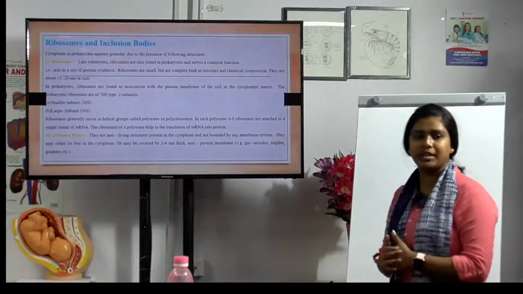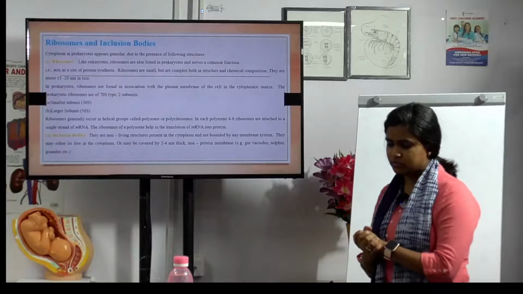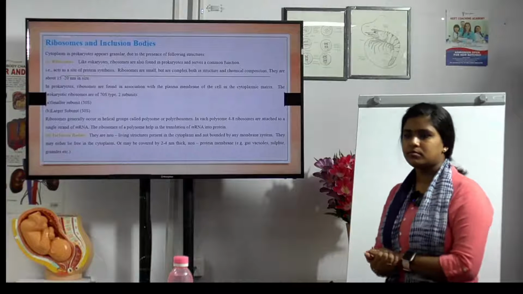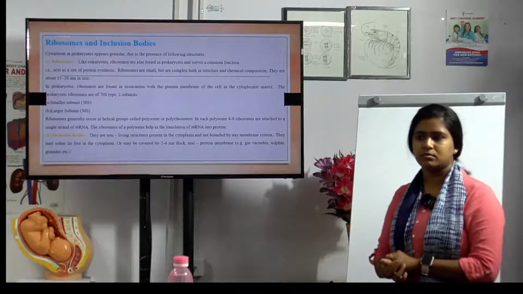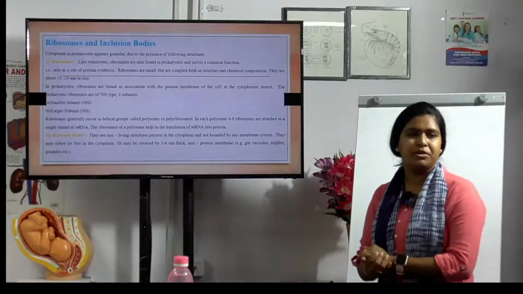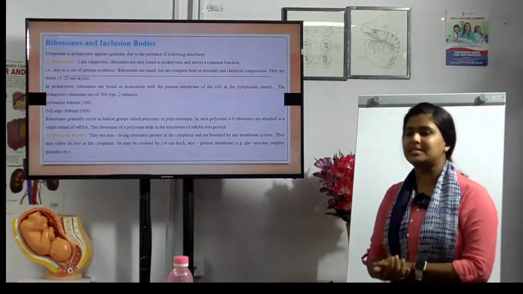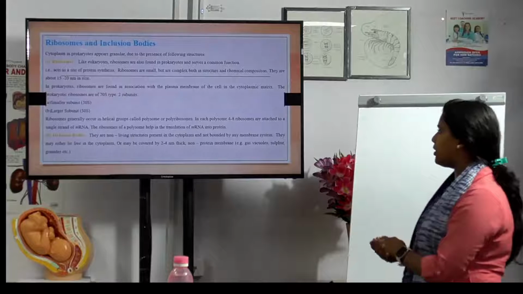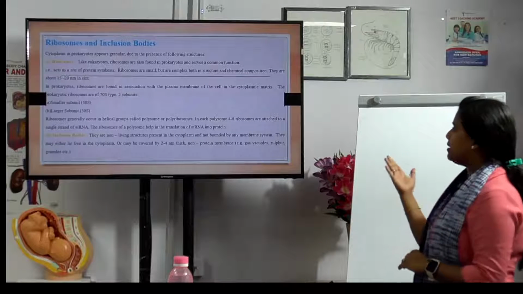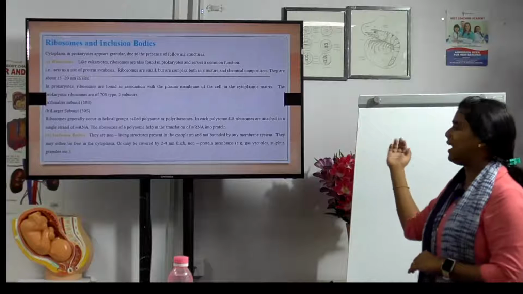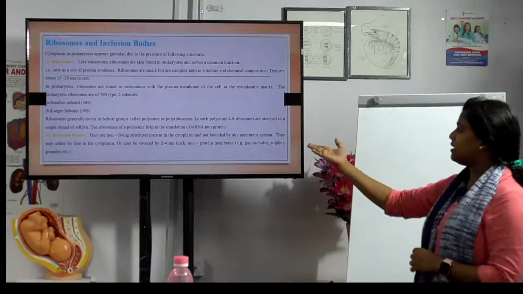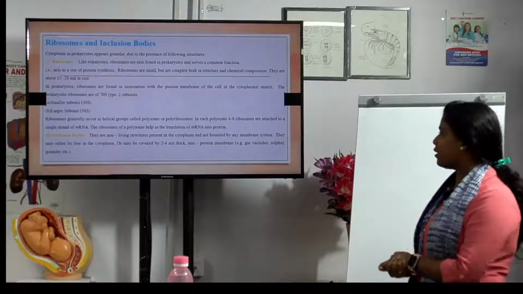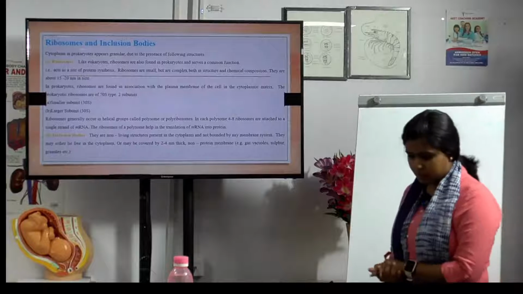Okay, and the next is inclusion bodies. What are inclusion bodies? These are the reserve materials stored in the cytoplasm. This is the place where they store what? Reserve materials. Inclusion bodies are non-living structures present in the cytoplasm and not bound to any membrane system. They either lie free in the cytoplasm or may be covered with a 2 to 4 nanometer thick non-protein membrane.